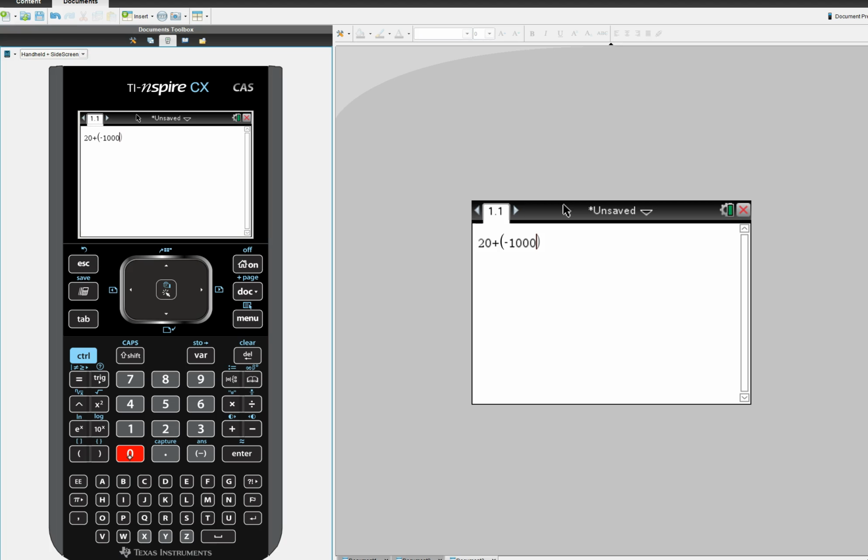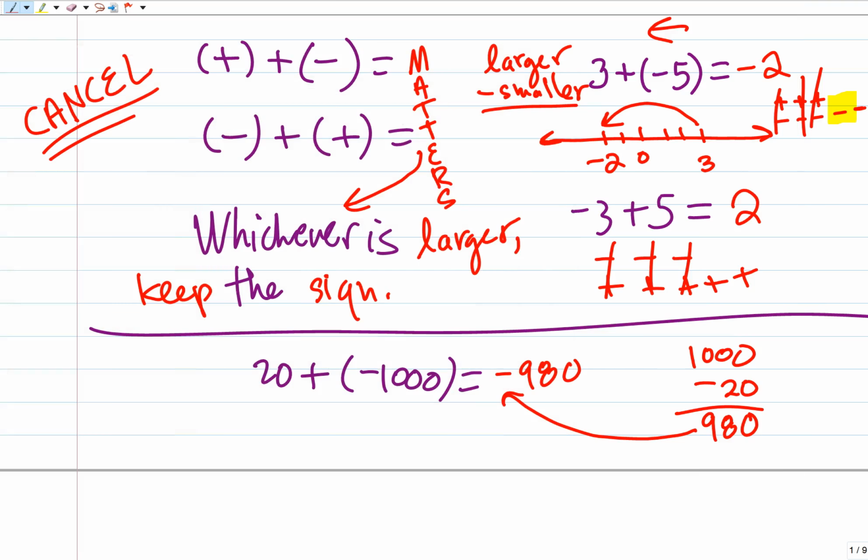And this will not combine them. This will cancel them out, leaving me with what? 980. Make sure you know how to use your technology. I'm not asking you to do all these by hand. Yes, we should understand why the answer is what it is. There needs to be some number sense to this. But you have access to the technology. Is that correct? Okay. We all right on this? Let's continue.